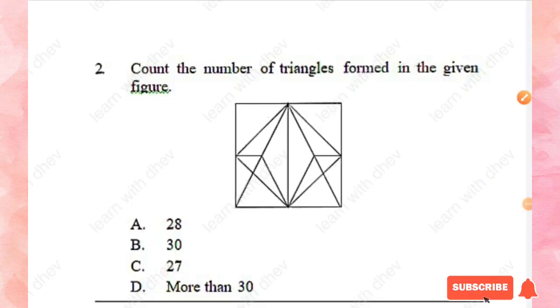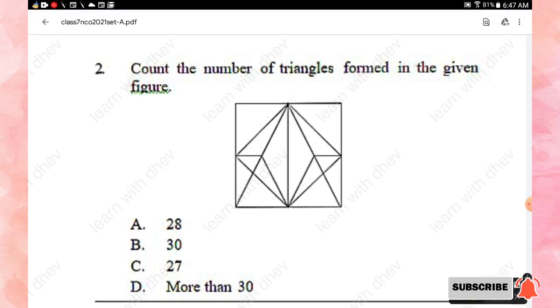Question number 2. Count the number of triangles formed in the given figure. So before going to count the number of triangles, what I would do is draw a symmetric line along this line so that the figure would exactly cut into two exact halves, right? So first we'll count the triangles in the first half.